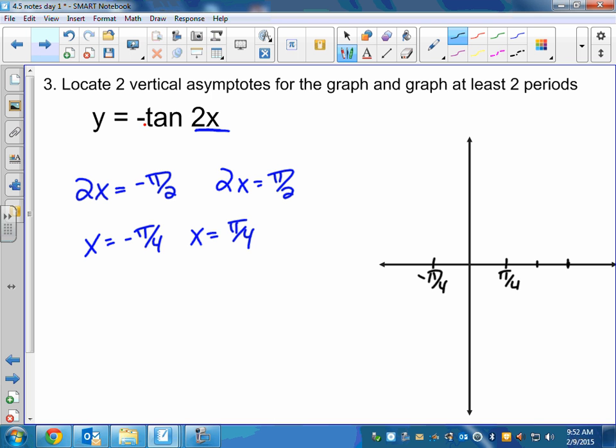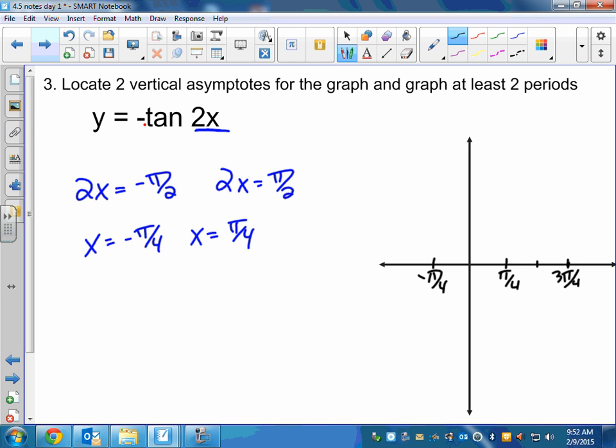You tell me what this is, that would be my next asymptote. Yeah, this is pi halves. So go pi halves more, and I think you should get 3 pi fourths. And if you're not sure, you could just count 1 pi fourths, 2 pi fourths, 3 pi fourths. So the graph looks the same.